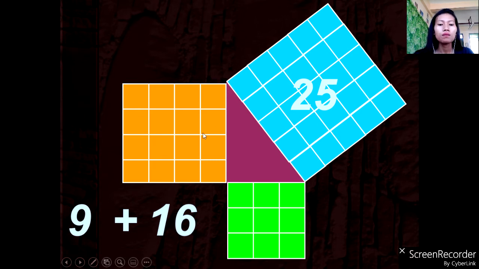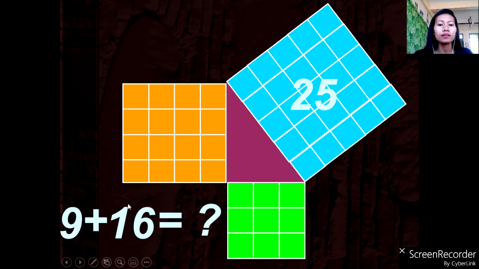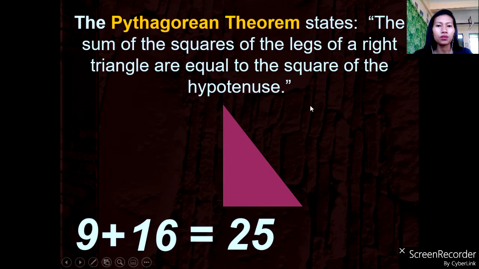If we add the two small squares, 9 and 16, that would equal the bigger square, which is 25. So 9 plus 16 is equal to 25. This means that the sum of the squares of the two smaller sides is equal to the bigger square. Okay, so that is the Pythagorean theorem.